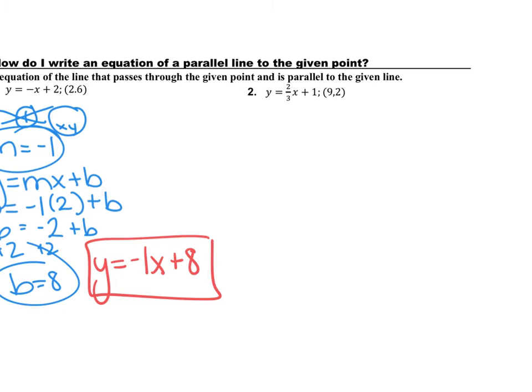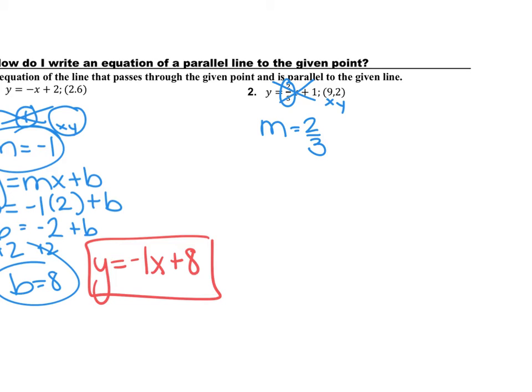All right, so we have another one. We have y is equal to 2/3 x plus 1. First of all, we have to identify the slope of our original equation, which is 2/3. And we know that our new line that's going to go through the point (9, 2) is going to have a slope of 2/3. Once we have this, get rid of this original line because it's going to be confusing. So now you can see that you have a point, (9, 2).